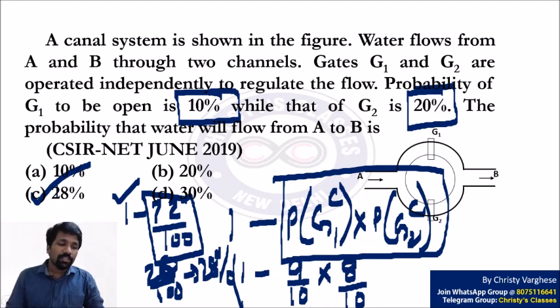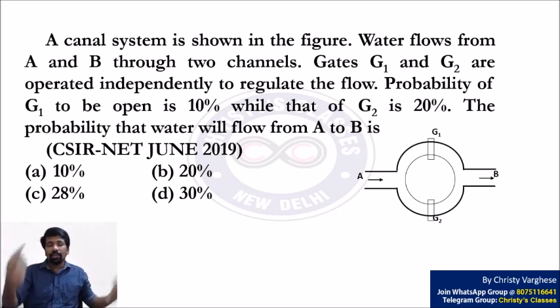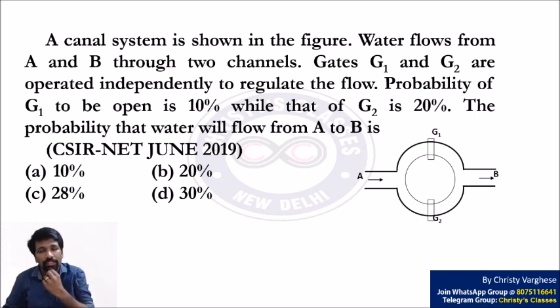Again, just like the previous question, what we need is not what we find. What we don't need, we find and subtract from the total probability. That is the easiest approach for these kinds of questions. 100% minus the probability that G1 and G2 are both not open. This question can also be asked in different ways. What is the probability that both G1 and G2 are open? Then you only have to find 10 by 100 into 20 by 100, that is 10% of 20%, which is 2%.